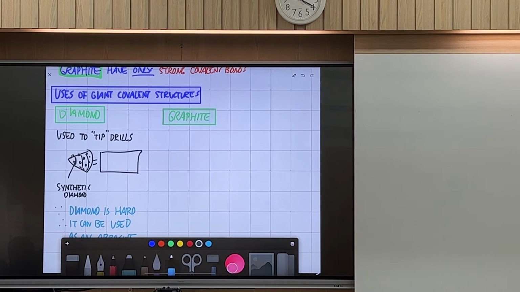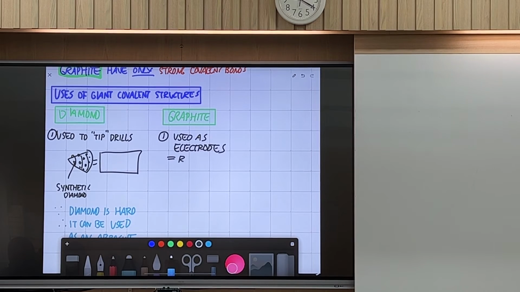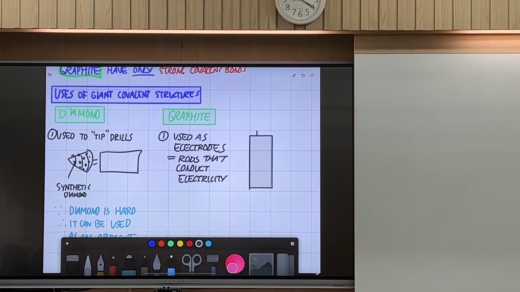So can you write down two applications? Number one, it is used as electrodes. Okay, so electrodes, they are rods that conduct electricity. So I don't want you to take apart a battery, but let me tell you, inside a battery, you know the AA battery, there is a steel cap. And then under the steel cap, you have a rod made of graphite. So don't take apart a battery, just take my word for that, okay? This rod is graphite rod.